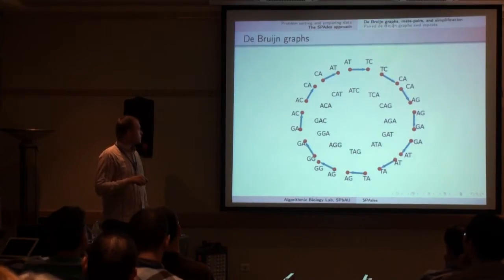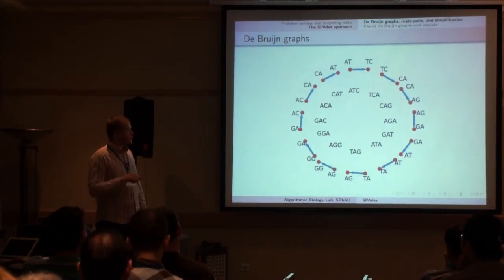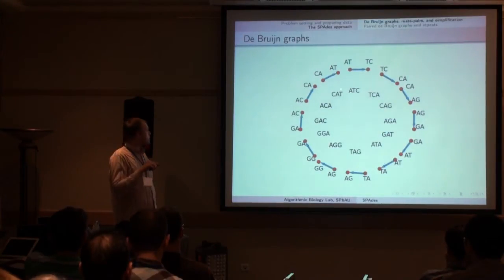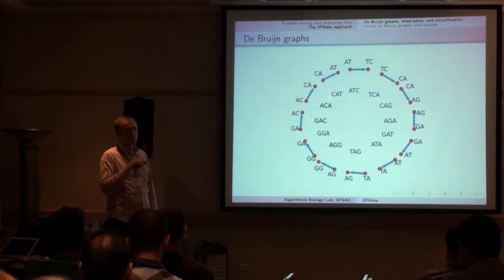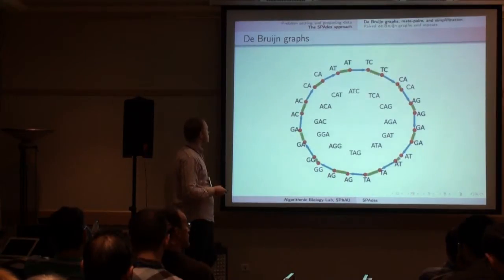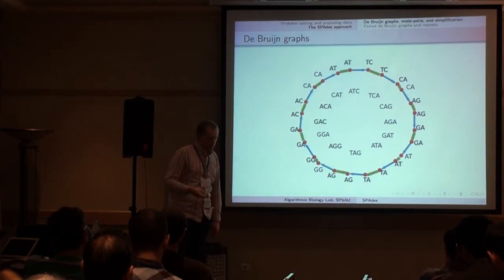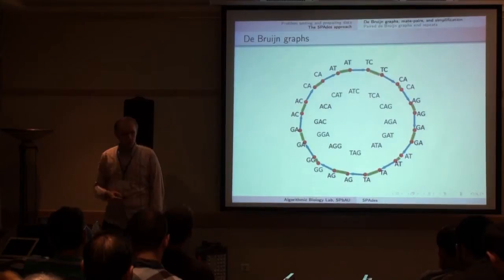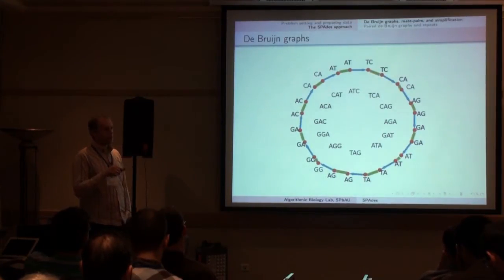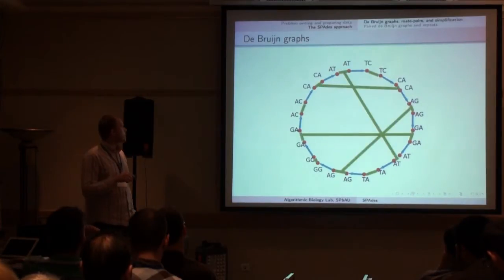Here is a very simple example which represents a circular genome, and it is perfectly covered by reads of length 3, and we break each read down into 2 k-mers of length 2. And then, in the construction of the De Bruijn graph, what we do is we identify identical k-mers. We identify k-mers with the same strings.